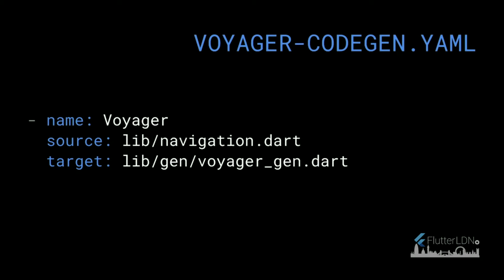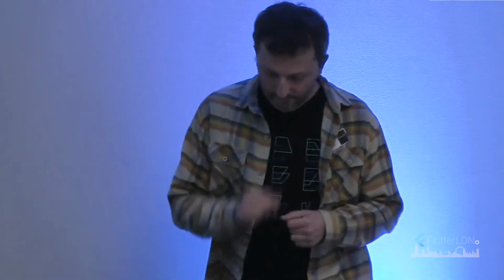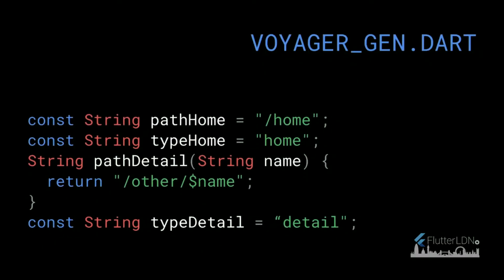You can also specify a Dart file as a source. That is, you put YAML within triple quotes in your Dart file, because this allows faster reloads, and the assets folder doesn't get reloaded that quickly. And that's what you're getting in return: strongly typed paths and types.